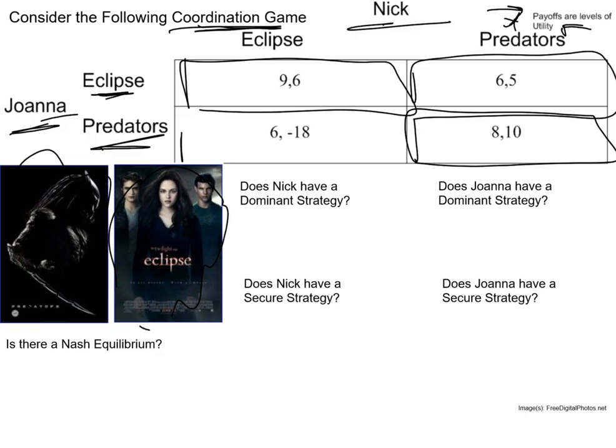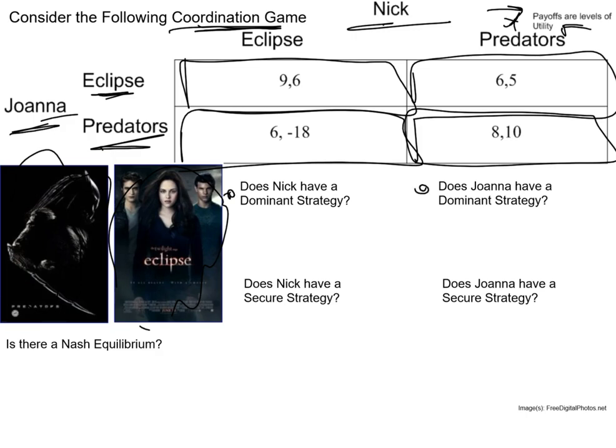Now, this is the ridiculous one. What if Joanna goes and sees Predators, a movie in a genre she doesn't like, by herself, and Nick goes and sees Eclipse by himself? Joanna's happiness goes down. She's still seeing a pretty decent movie, so she's still happy. Nick is seeing a terrible movie, I got normative there, and he's not spending any time with his girlfriend. There's nothing that he enjoys about this. So for these different levels of utility, we can ask some questions.